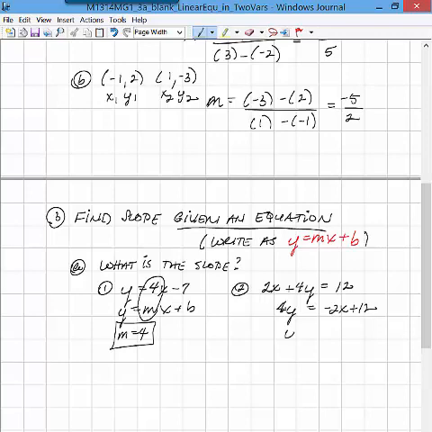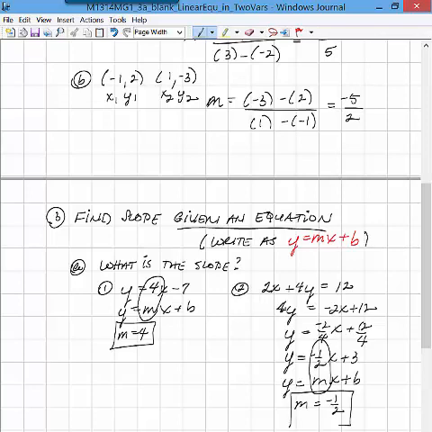Then I need to divide everything by 4, because I cannot have a 4 attached to the y. It has to just be y. So this results in y equaling a -1/2 x plus 3. So now we are in the y equals mx plus b format, and can now tell you that the slope of this line is a -1/2.